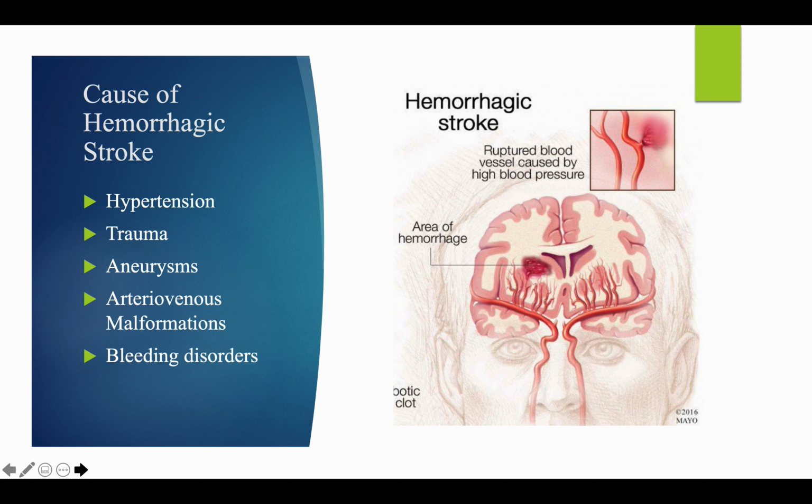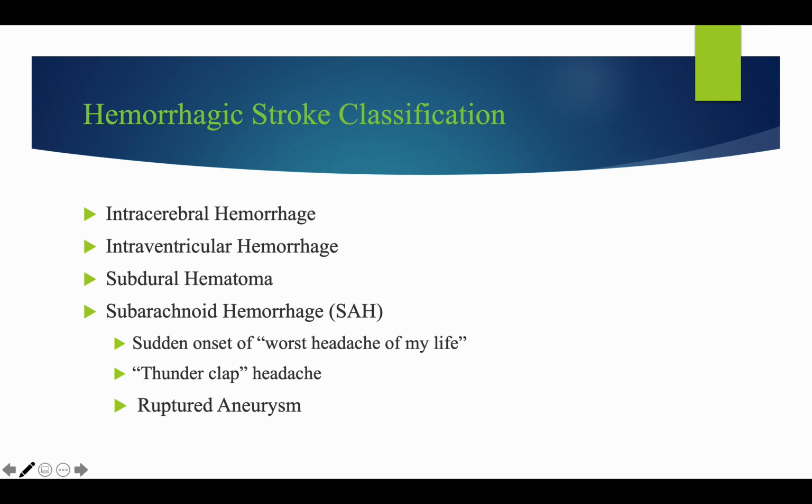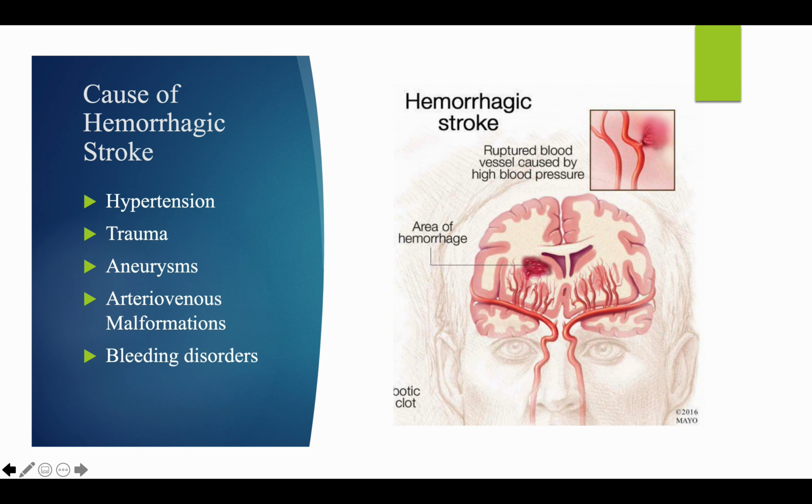And then common causes of hemorrhagic stroke are hypertension, trauma, aneurysms, arterial venous malformation, and bleeding disorders. And I'm going to get into a little bit more detail. So hypertension is the main risk factor for strokes, which can be due to hypertensive crisis or uncontrolled hypertension. Trauma to the brain, either being hit or traumatically jolting the brain around. Aneurysms, and I will explain that more in detail.